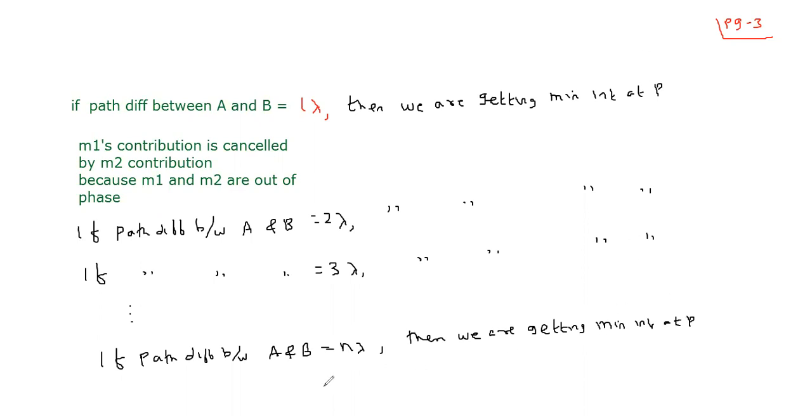So what is the conclusion? If the path difference is n lambda, we are getting minimum intensity. So if the path difference between A and B is n lambda, we are getting minimum intensity. Therefore, what is the condition for minimum? The path difference between A and B is equal to n lambda.